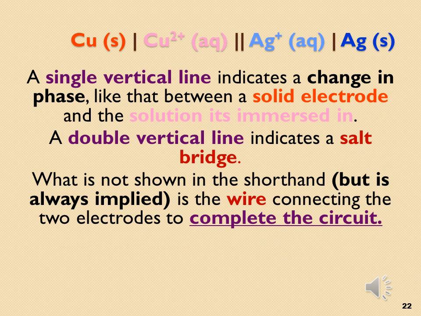We've said a single vertical line or a slash indicates a change in phase. We say it's a half cell, like that between a solid electrode and the solution it is immersed in. And a double vertical line indicates a salt bridge. What is not shown in the shorthand but is always implied is the wire connecting the 2 electrodes to complete the circuit. So we can write our galvanic cell in a shorthand as shown above.